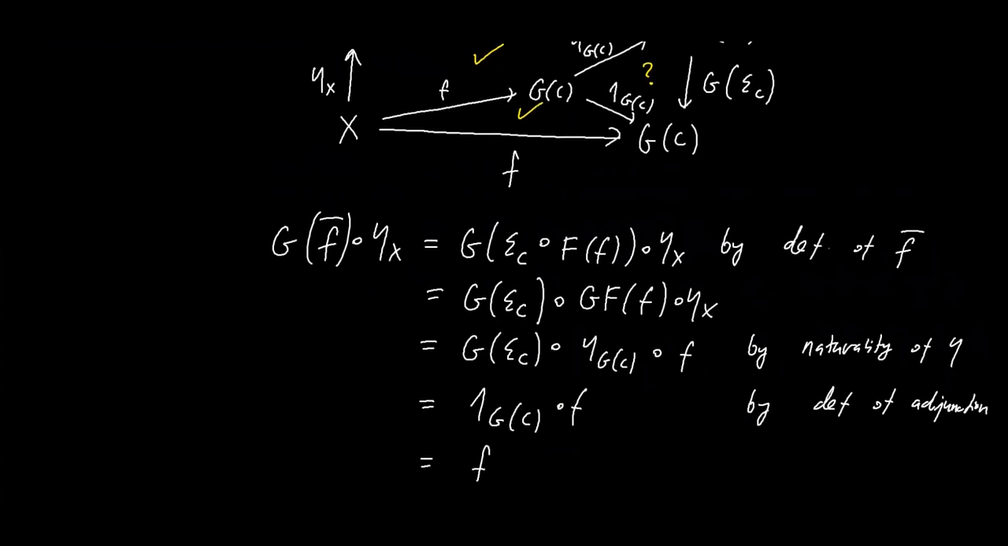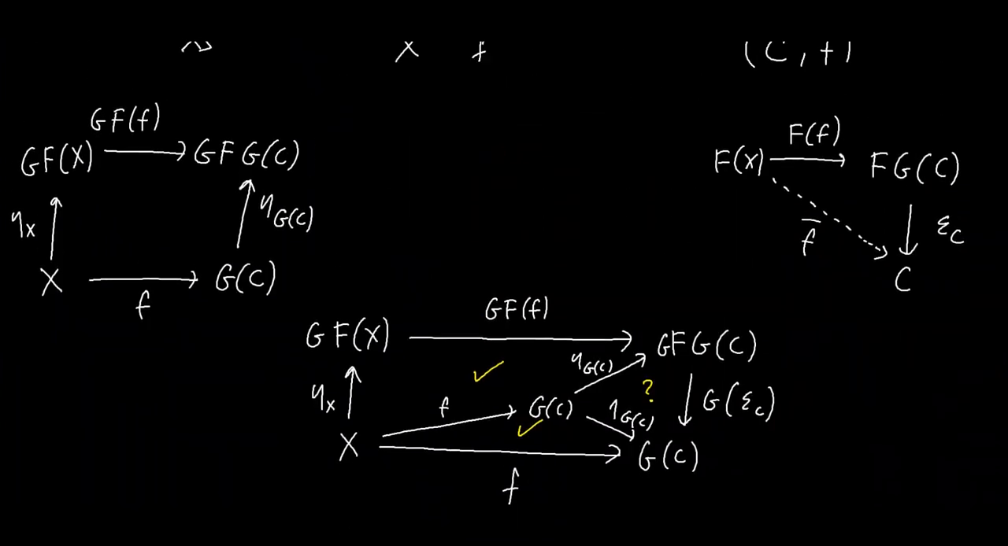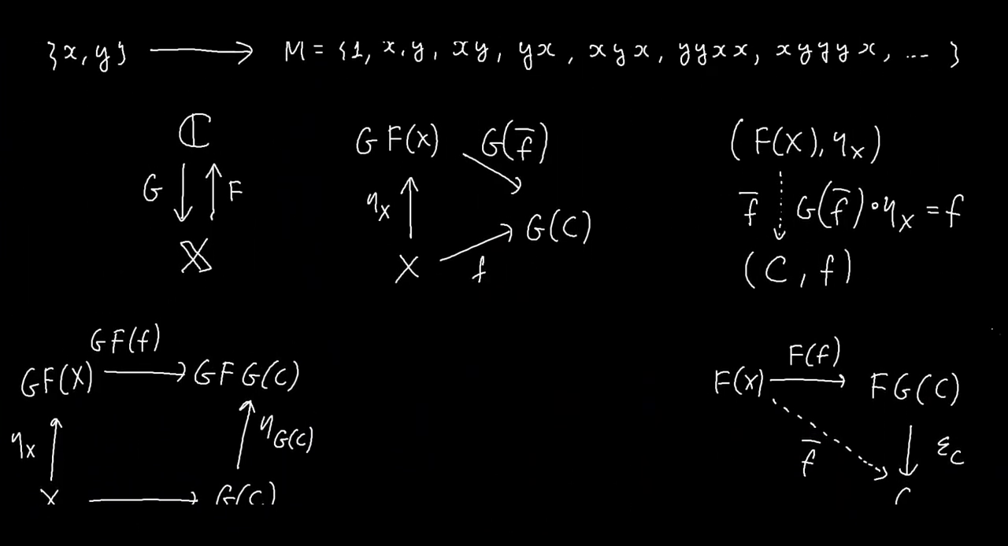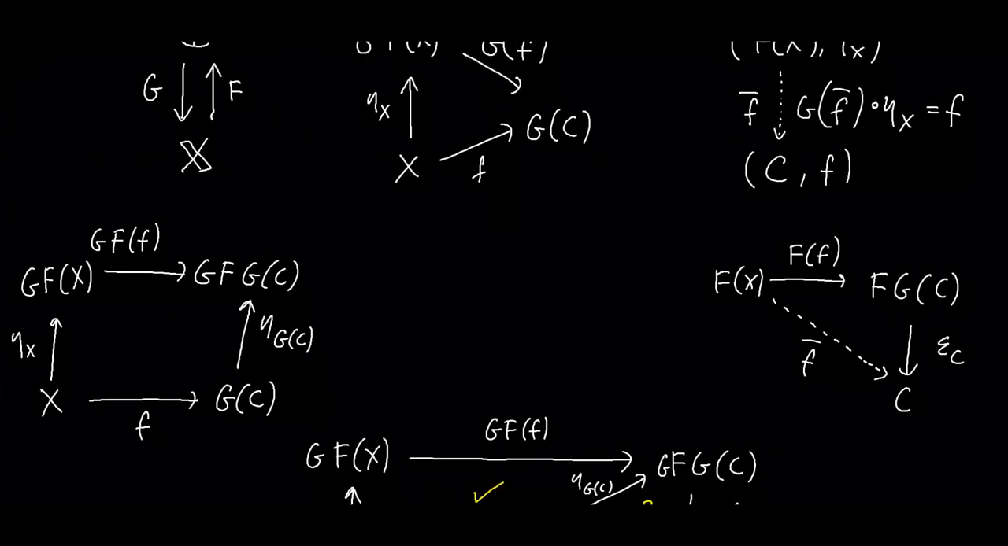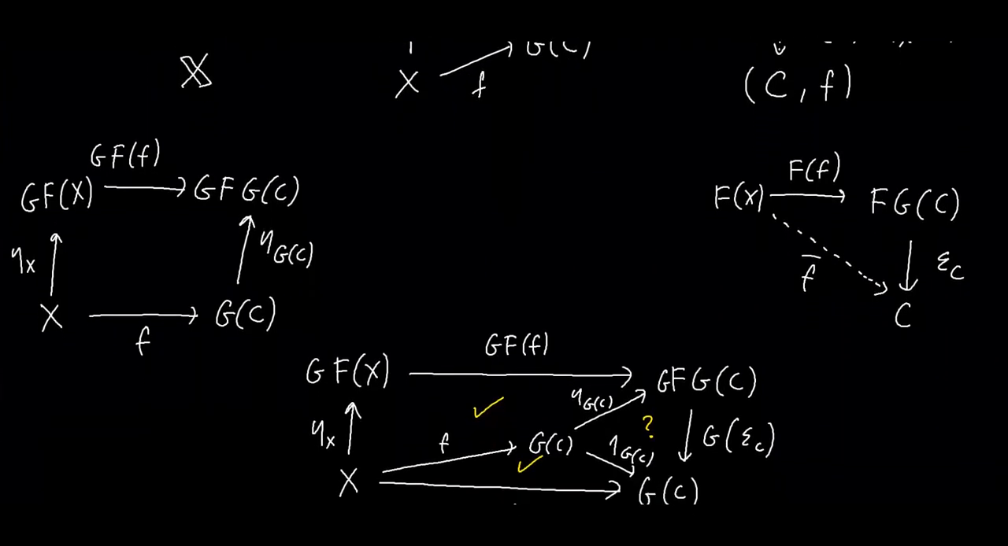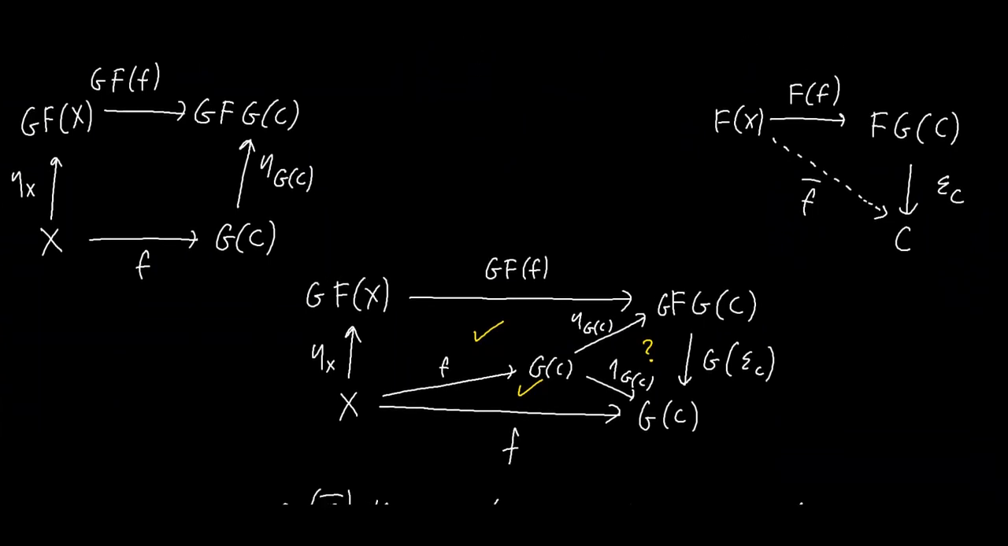Fantastic. So we've proved existence of F bar. We've proved that such F bar exists. And now let's prove that it's unique. So let's try to prove that we were forced to define F bar this way, and there was no other way to define F bar.